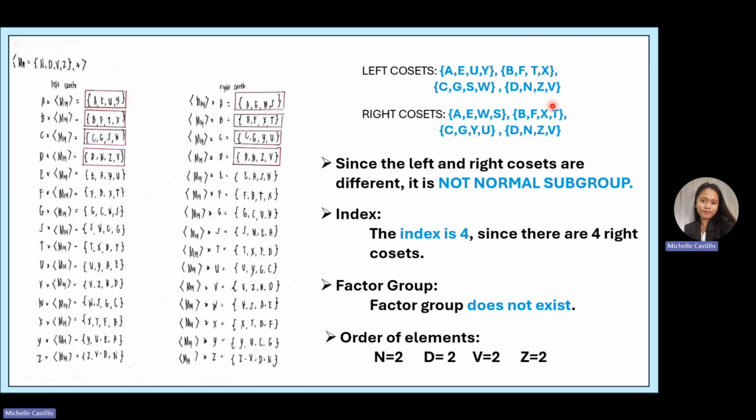Then for the order of the elements, N is equal to 2, as well as D, V, and Z. They are also equal to 2 since these elements need to be operated with themselves twice in order to get the identity element N. N star N is equal to N, D star D is equal to N, V star V is equal to N, then Z star Z is equal to N.